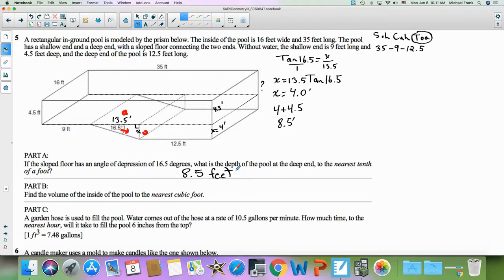There you go, a little trig, right? And now we also know it could replace this number up here if we would need it with 8.5. We'll see. We might need that in a minute. All right, there you have it. So let's see if we can figure out now, part B, find the volume of the whole entire pool. Oy, oy, oy.